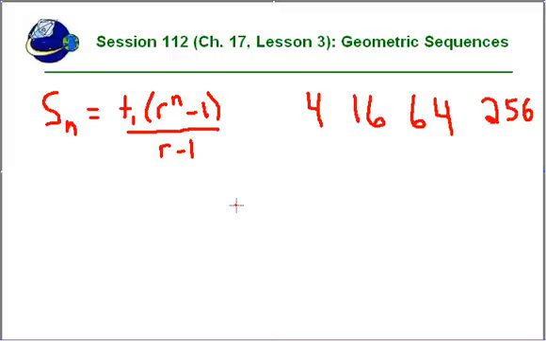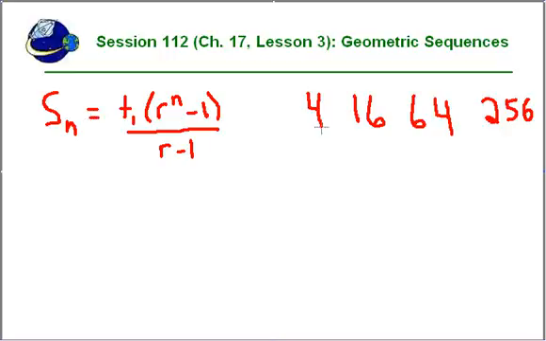Here in session 112, geometric sequences. We're going to be taking a look at those in greater detail. Just as we did with the arithmetic sequences, for the geometric sequences we're going to have two different formulas. One that's going to tell us how to find the sum of the first n terms in a geometric sequence, and the second one showing us how to determine what the nth term is in a particular geometric sequence.